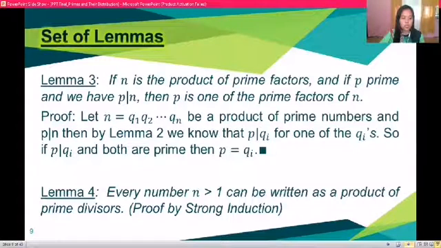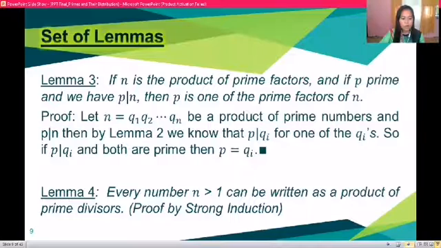Next, let us proceed to lemma 4. Lemma 4 states that every number n greater than 1 can be written as a product of prime divisors. We will not prove this lemma here, but you can try doing it later. This lemma can be proved using strong induction, or what we know as the second principle of mathematical induction.